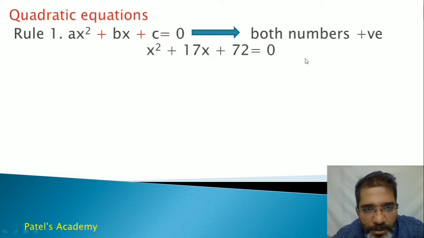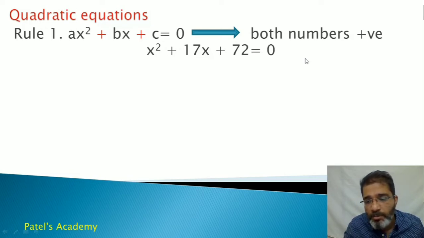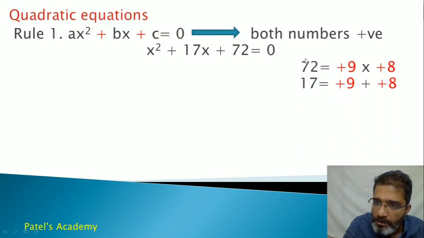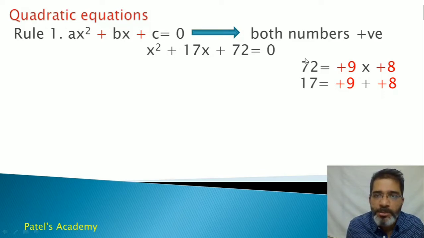Let's take an example. In this equation, the sign of 17 is plus and the sign of 72 is also plus. So I need two numbers whose multiplication is plus 72 and sum is plus 17. The rule says both the numbers should be positive. So here we have two numbers, plus 9 and plus 8, which satisfy the condition, as the product is 72 and the sum is 17.